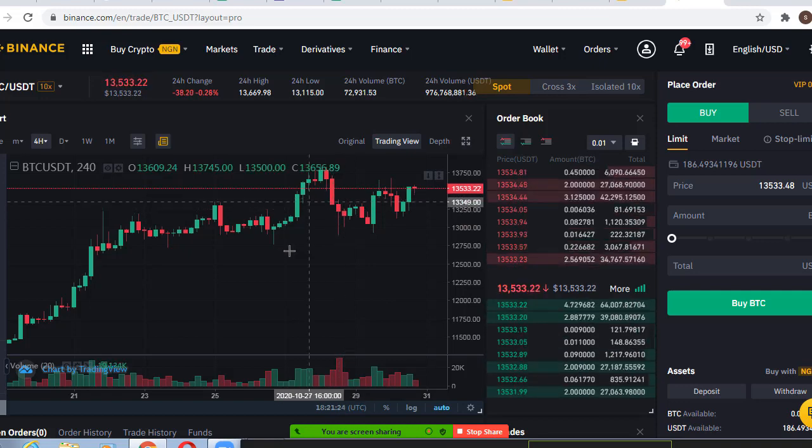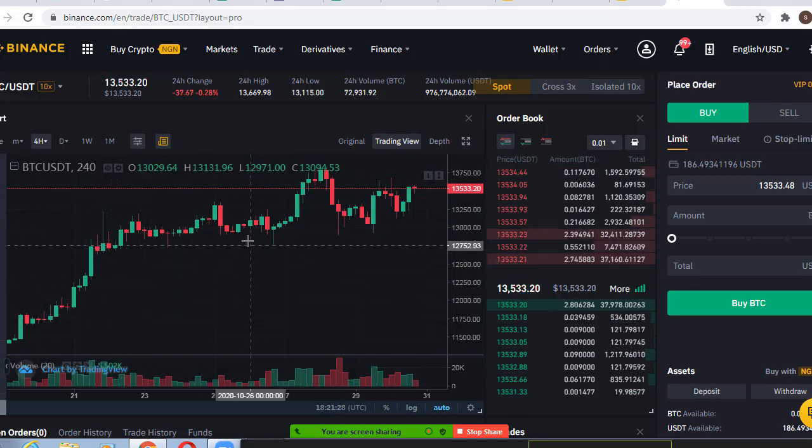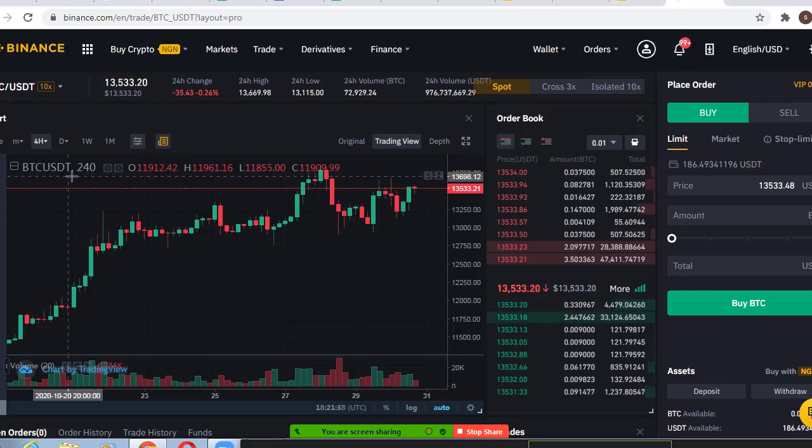All right. So this is the chart that shows the historical price action of a financial asset, in this case BTC USDT. Now, USDT is a stable coin that tracks the value of USD. That means it does not fall or appreciate drastically. It's almost equal to the US dollar.